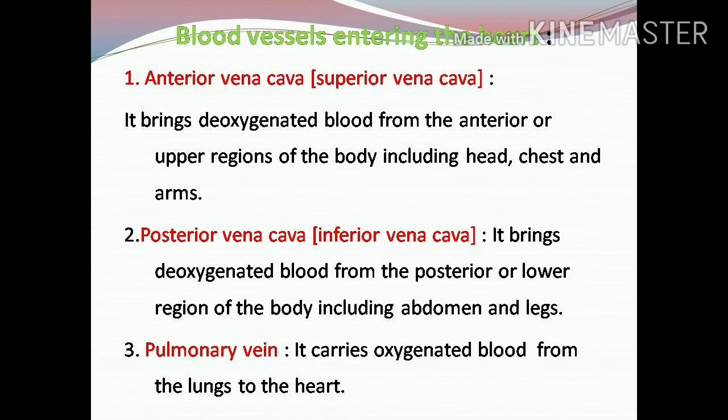So next one is the pulmonary vein. The pulmonary vein receives the oxygenated blood from the lungs, and it pumps that oxygenated blood into the left auricle or left atrium. That is the pulmonary vein. Here the vein carries the oxygenated blood. It carries that oxygenated blood from the lungs and pumps it into the left atrium.